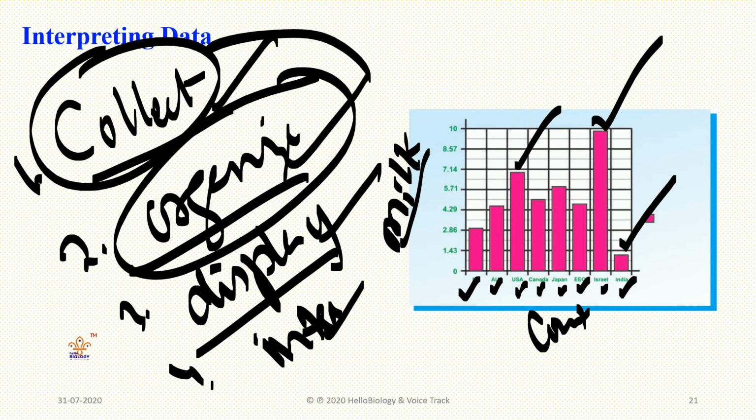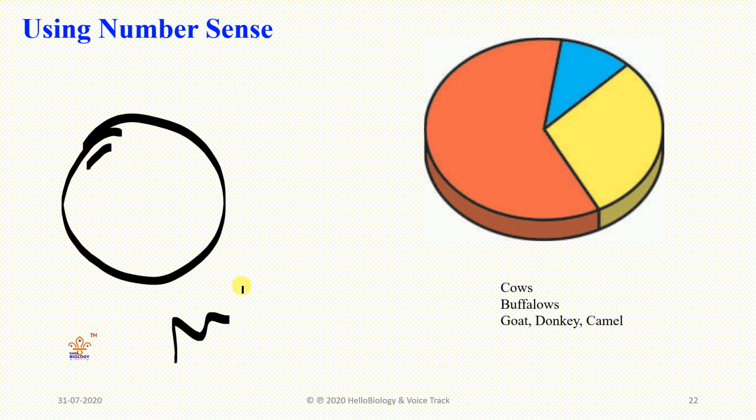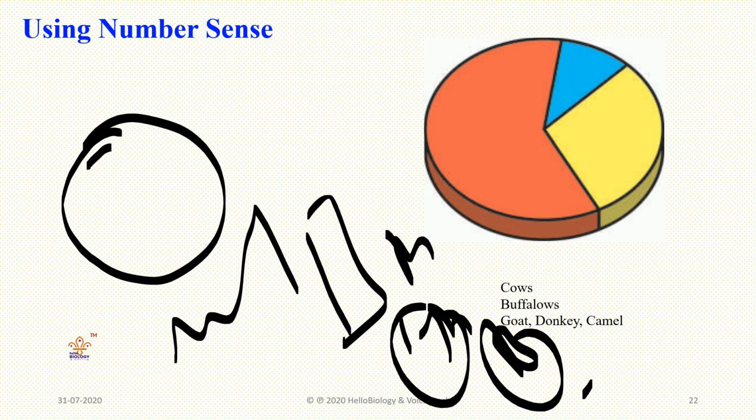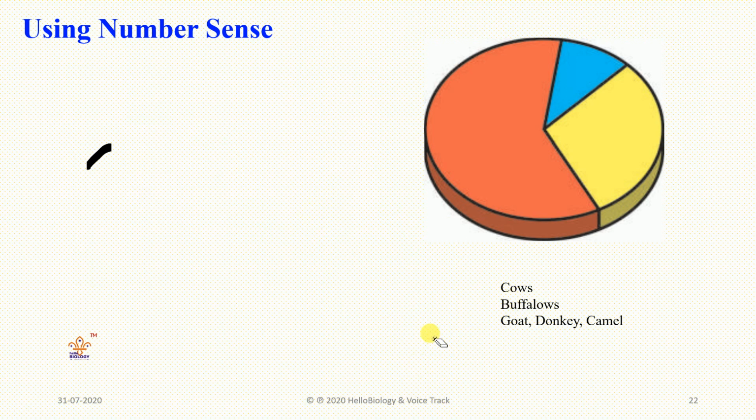Now we will see how we use number sense. Scientists must understand what the numbers they use represent. They compare the values as shown in the graphs, and they measure with the help of scales, measuring cups, thermometers, beakers, and other tools. Good scientists apply their mathematical skills, and these help them to display the data and interpret the data.